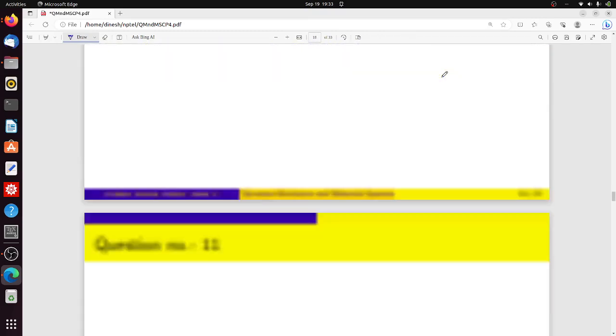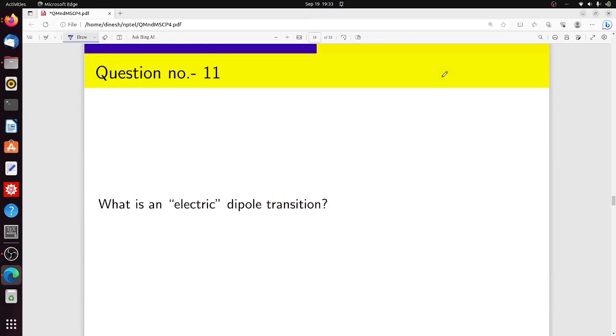Okay. So we'll move to the next question. What is electric dipole transition? This is just a general question. There is no option. It's the mod square of the change of one state to another. So what is this operator? mu and epsilon E. Yes.